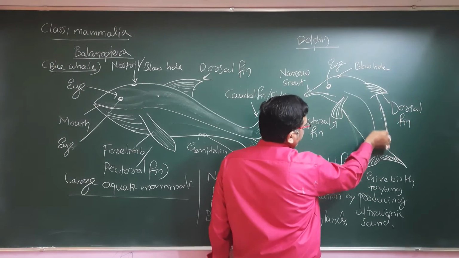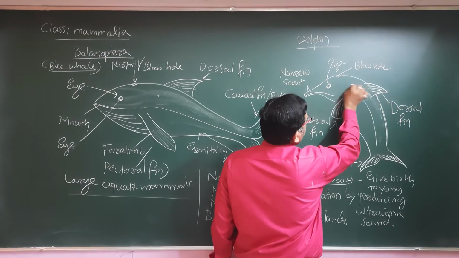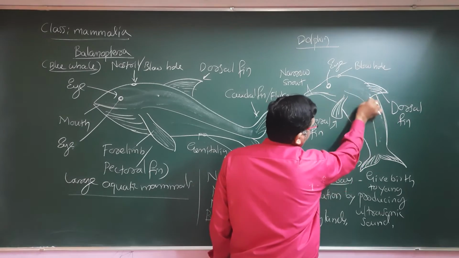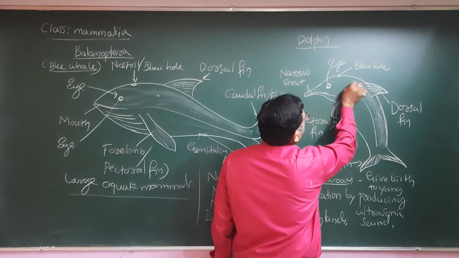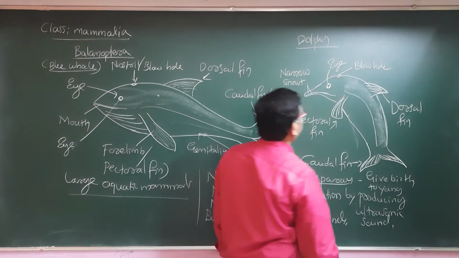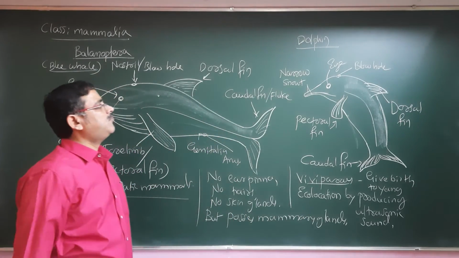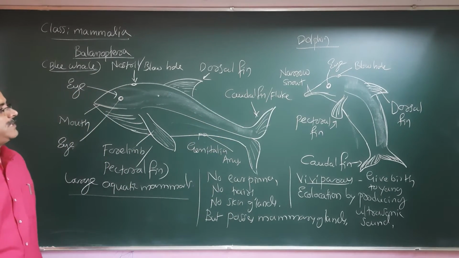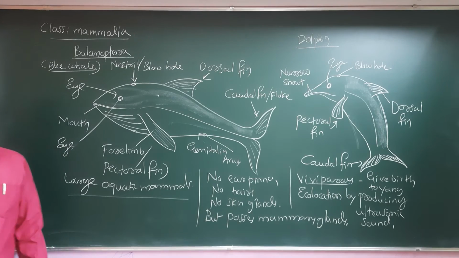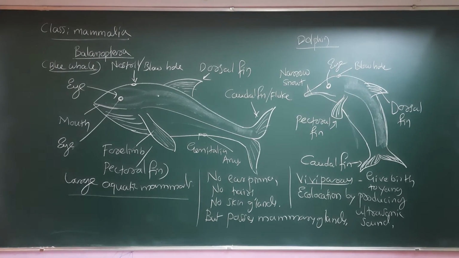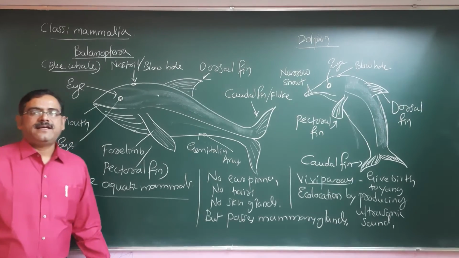They have the dark side here, this edge, and a single nostril or blowhole. So these are a few important peculiarities of the aquatic mammals such as the dolphin as well as the whale that you are observing. Let me once again give you the important ideas.